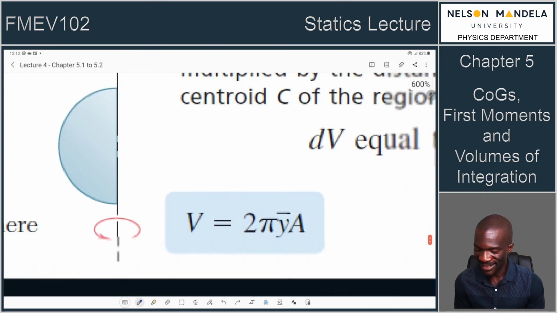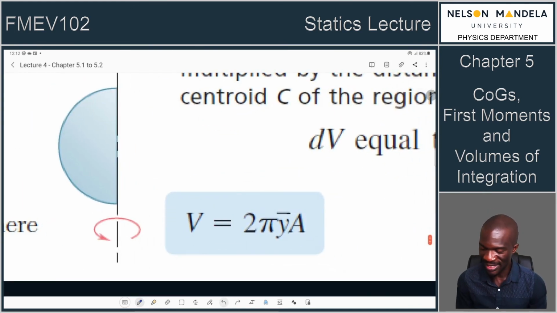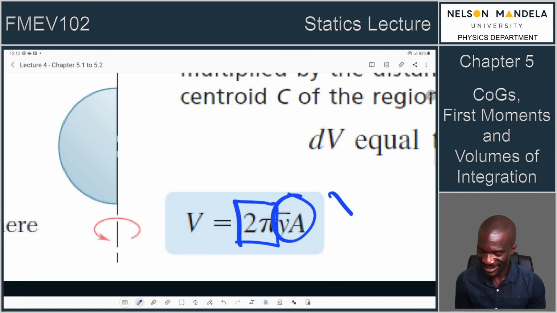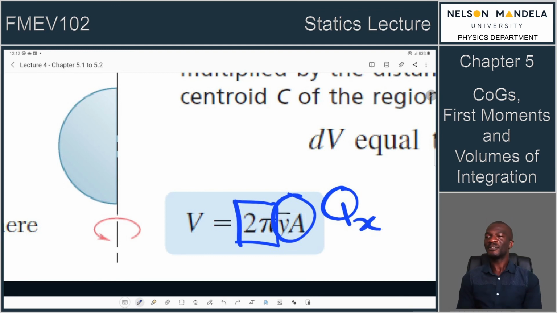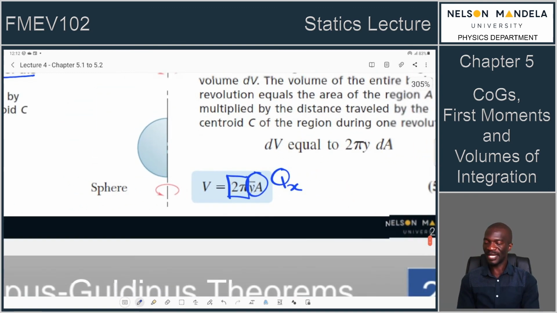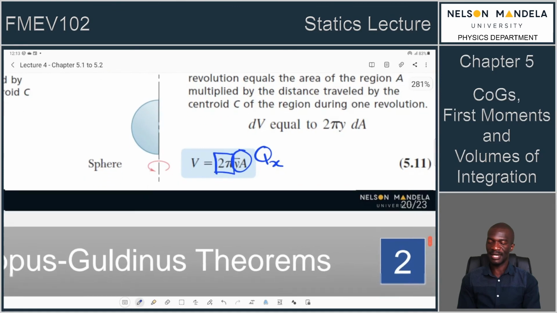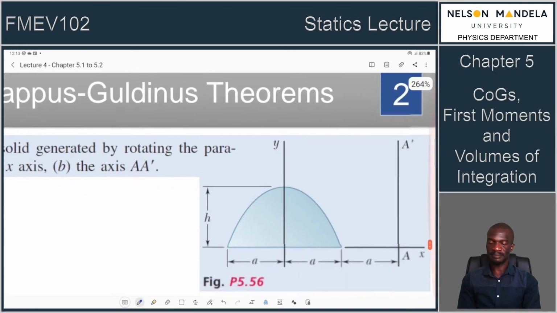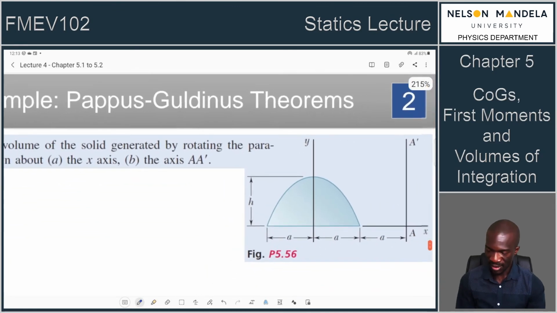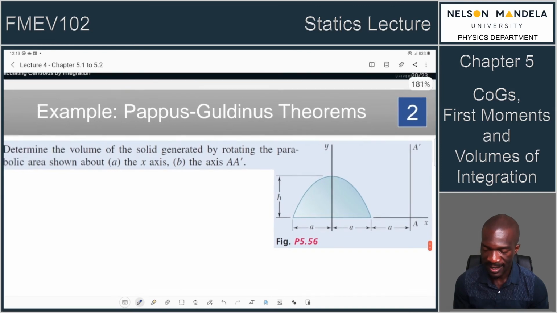And for us to find our volume, all we need is to multiply 2 pi. Can you see this? This is our Qx. So in other words, the volume of an object is simply 2 pi multiplied by its what? By its first moment. So here you can now apply Pappus-Guldinus in this example.